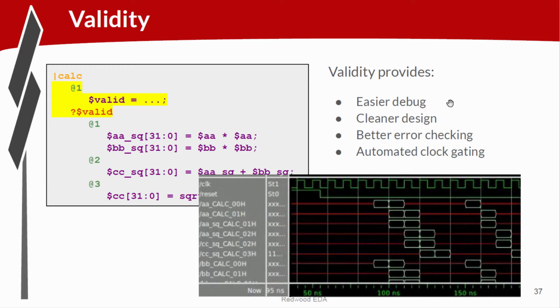So a number of benefits from doing this. You can see, for one, the waveform is much easier to interpret. Instead of being a sea of values, you can clearly see the values that have meaning, and you can very clearly see the pipeline nature of the computation. So debug is much easier. Your design is just generally cleaner because you have information about the modeling that you wouldn't have in an RTL setting. And it also results in better error checking.